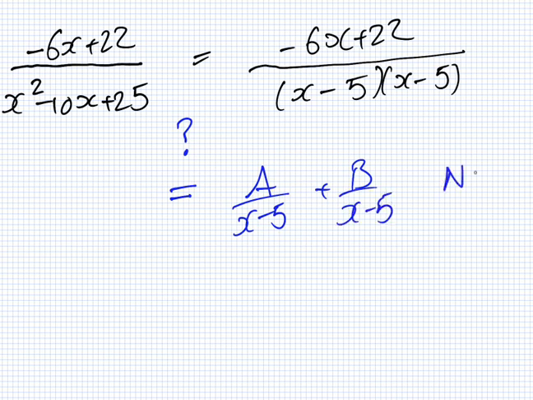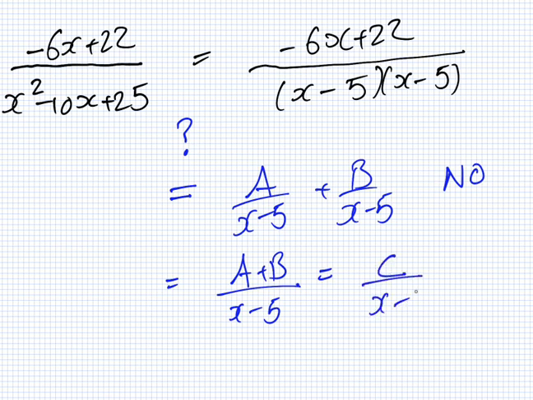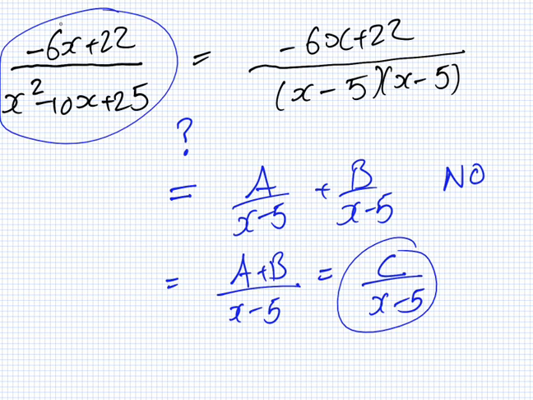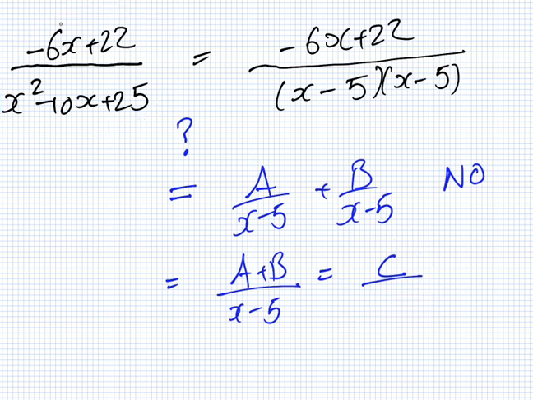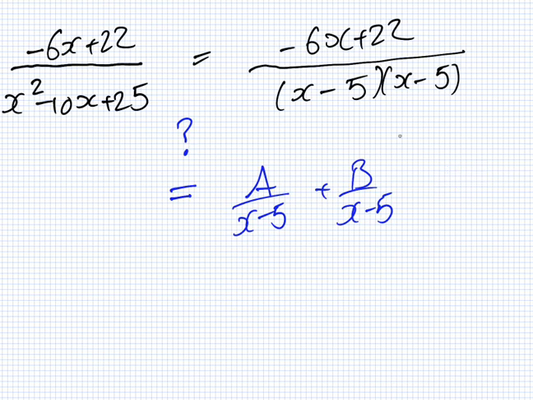Well, the answer is no. Because if I have a over x minus 5 plus b over x minus 5, what's that? That's a plus b over x minus 5, which just is basically a number over x minus 5. Now, is that what you have here? No. No, you don't have a number over a linear. What do you have? You have a linear over quadratic. So the problem is, okay, so what do we do when we have two that are the same? This seems to be a problem. How do we make the second piece?